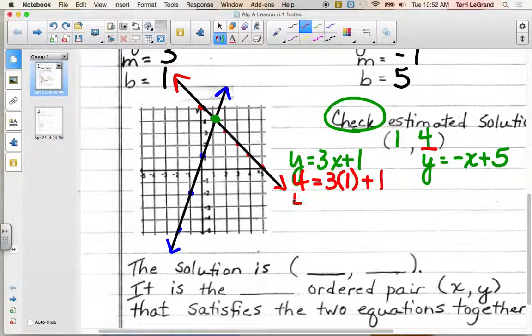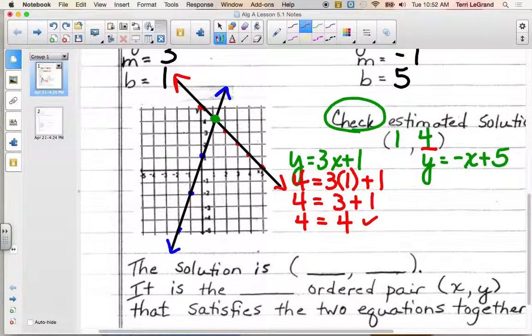So 4, can't do anything with 4. 3 times 1? 3. We're still not done. Plus 1. Now we say 4 is 4, equal is equal. 3 plus 1 is? 4. Can't do anything else. Now we ask ourselves, is that true? Does 4 equal 4? Did we end up with a true statement? Yes. So this one checks, okay?